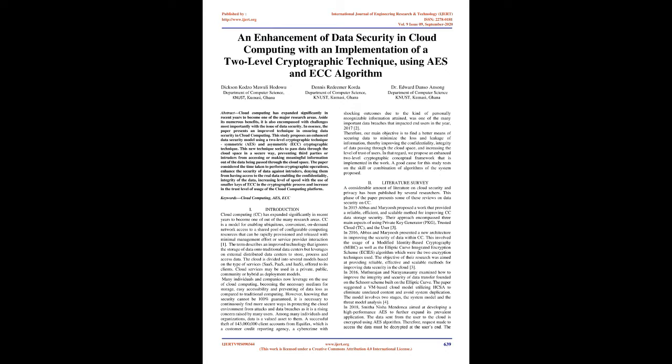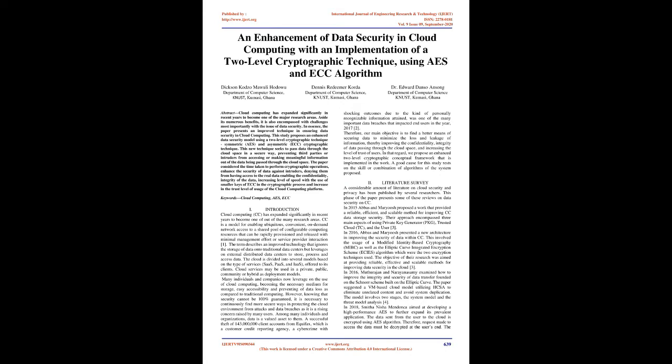Introduction. Cloud computing, CC, has expanded significantly in recent years to become one of the many research areas. CC is a model for enabling ubiquitous, convenient, on-demand network access to a shared pool of configurable computing resources that can be rapidly provisioned and released with minimal management effort or service provider interaction. The term describes an improved technology that moves away from storing data on traditional data centers but leverages external distributed data centers to store, process and access data.